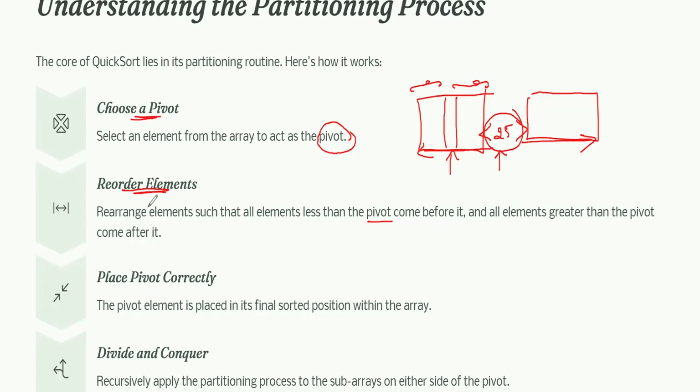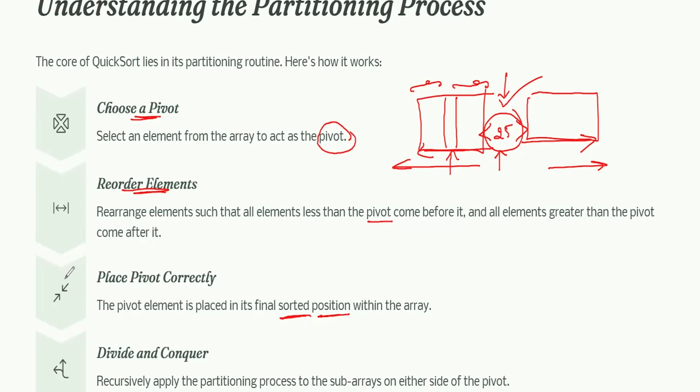Once we have reordered the elements according to the pivot element, that is the values less than it and greater than it, the pivot element is placed in its final sorted position. Once we have this arrangement, we assume that it has reached its correct position. Now we are only focusing on the remaining elements. And then we will use divide and conquer, that is, recursively apply the partitioning process on the subarrays on either side of the pivot. So that is what we are going to do.